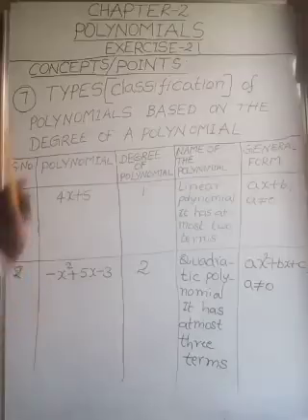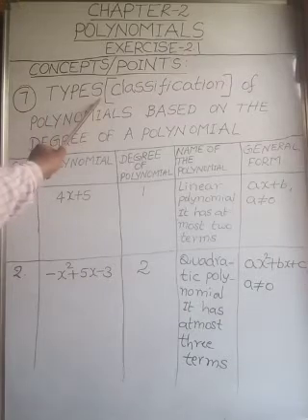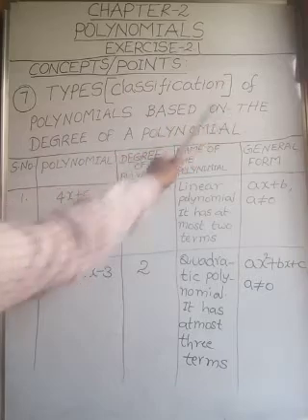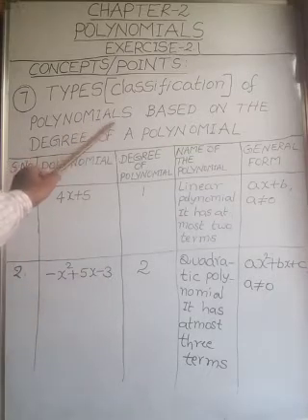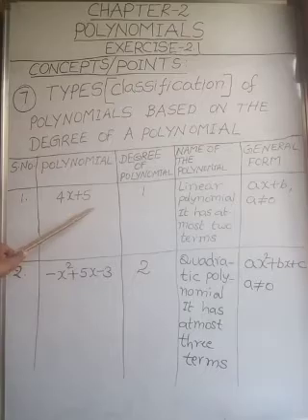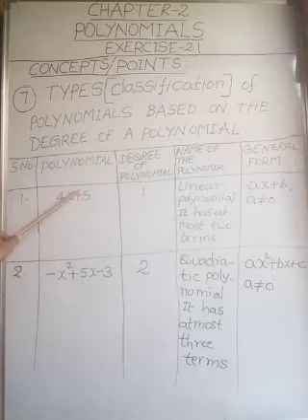Right. Now come to the next point, that is point number 7. Types or classification of polynomials based on the degree of a polynomial. This is another classification of polynomials. These are another types of polynomials. To understand this point, let us take some examples. See here, this is a polynomial 4x plus 5. What is the degree of the polynomial? 1. Here the highest power of the variable x is 1.